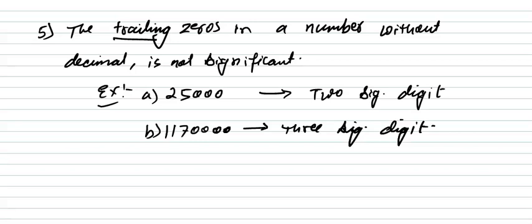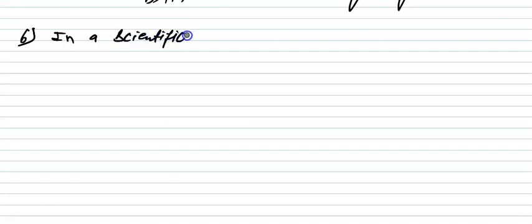Let us now come to rule number 6. We can write in a scientific number, that is in the form of a into 10 to the power b. This is called the scientific number. In a scientific number, the order of the magnitude is always not significant.